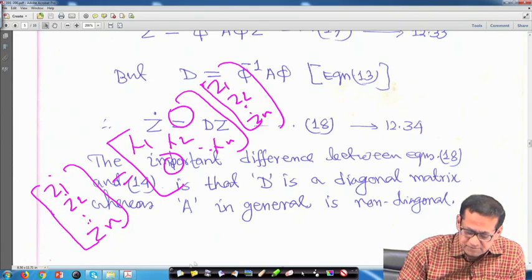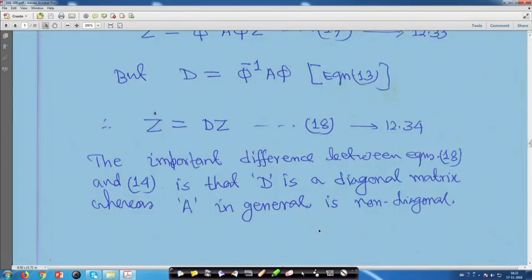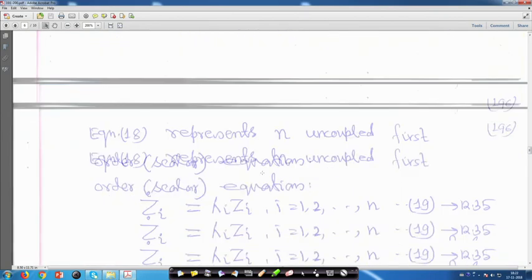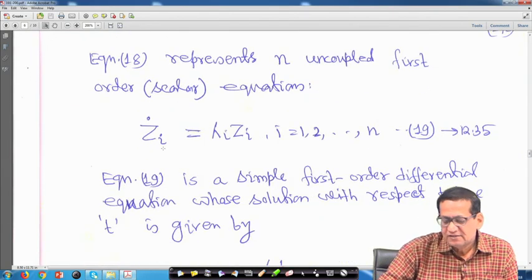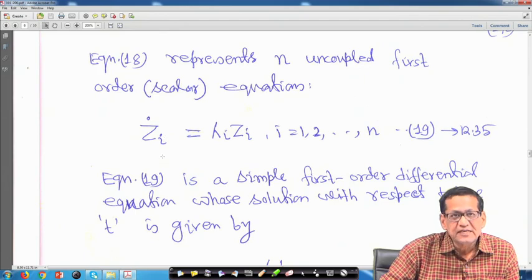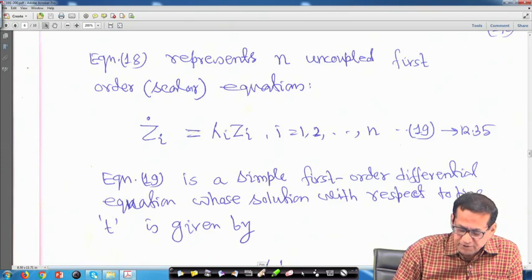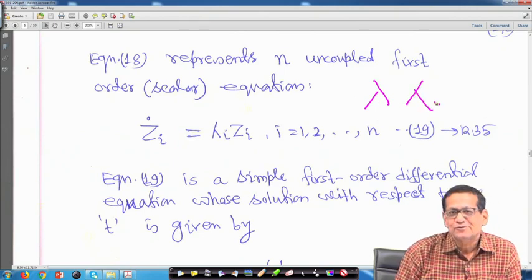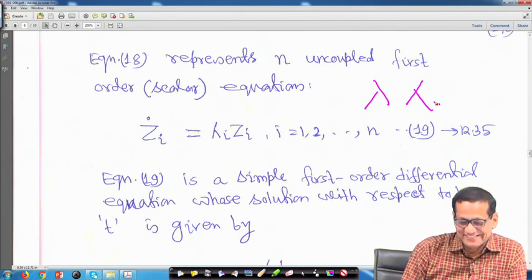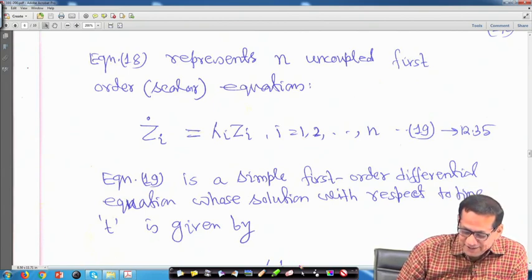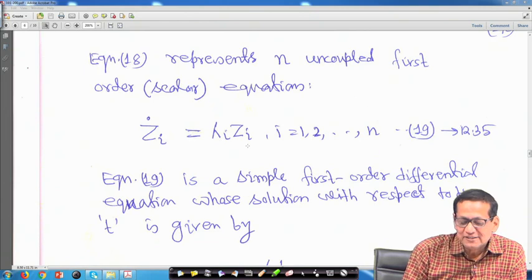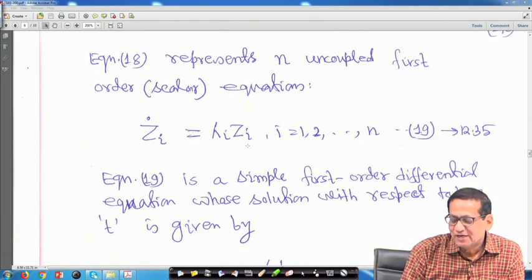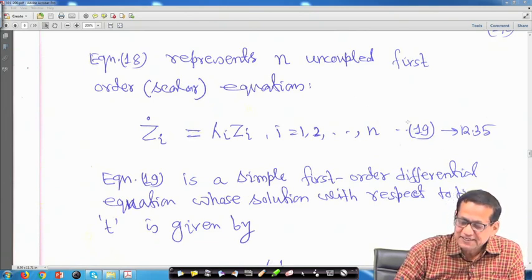Because of this, we can write for the i-th state variable z i dot is equal to lambda i z i. I told you before how lambda is written, but my habit has become to write it like this, so I hope you will forgive me for that. So we can write that z i dot is equal to lambda i z i for i equal to 1 to n. This is equation 19.